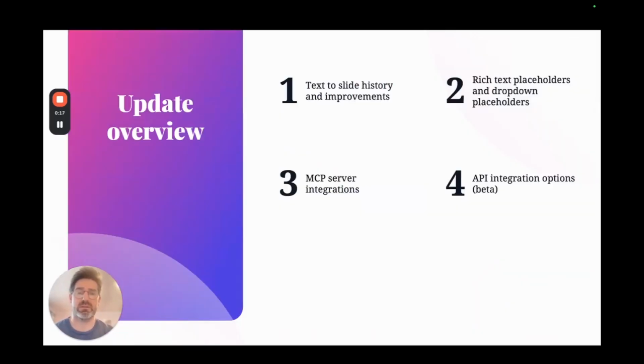One, we have the introduction of a history feature for our AI text-to-slide, including a number of improvements for that feature. Then we have the introduction of rich text placeholders and drop-down placeholders for our automation suite. Then we're introducing a way to integrate SlideHub into AI tools using what's called an MCP server. And then we are also introducing the first publicly facing API functionality where we can integrate other applications into SlideHub.